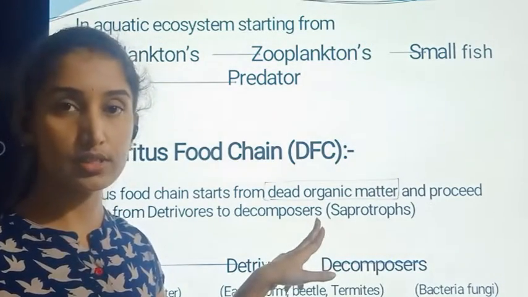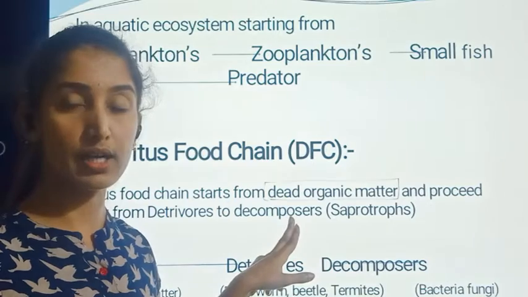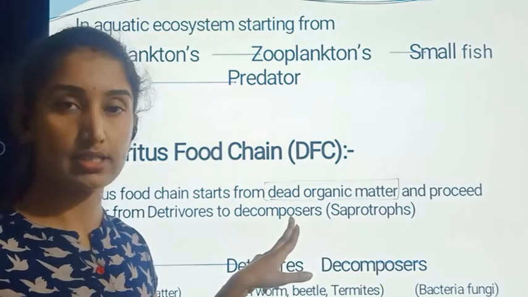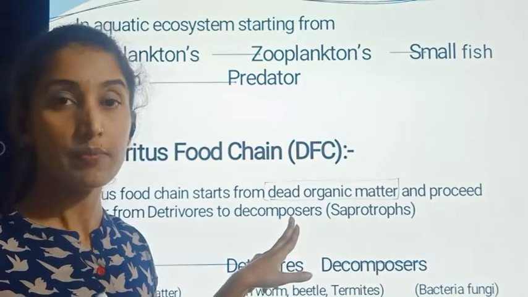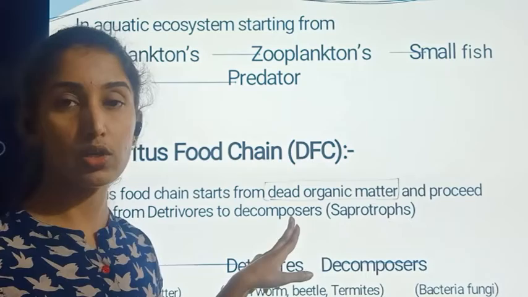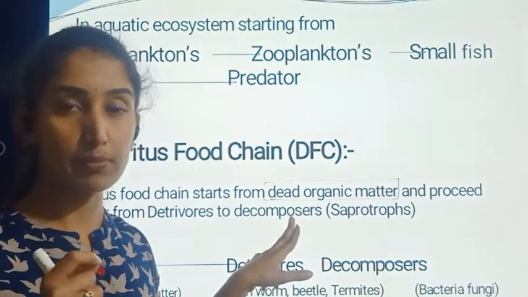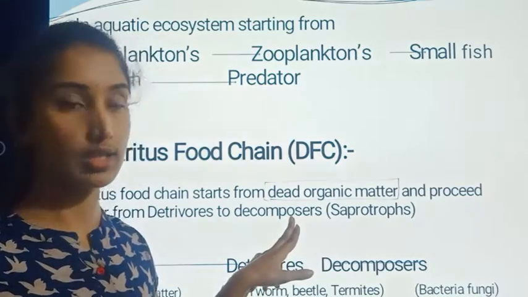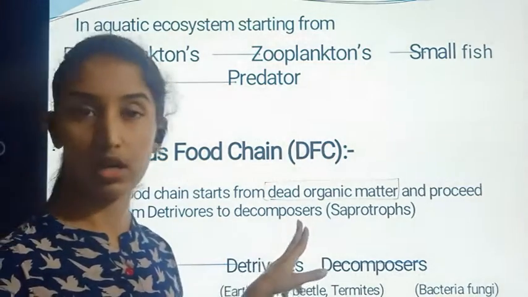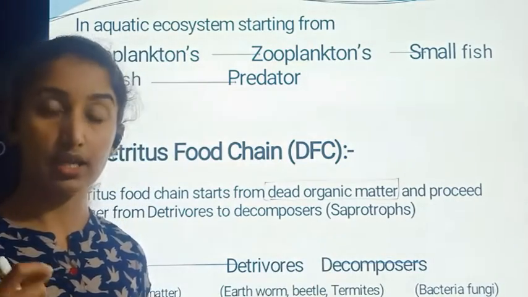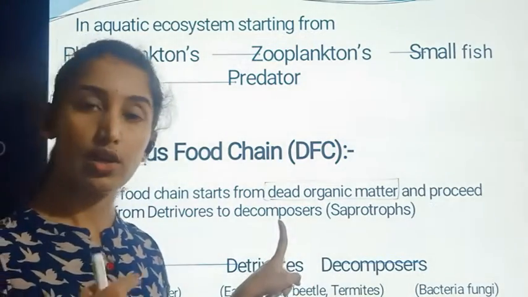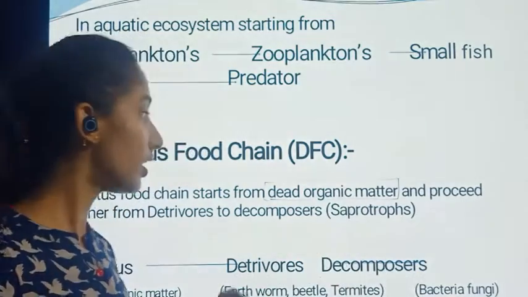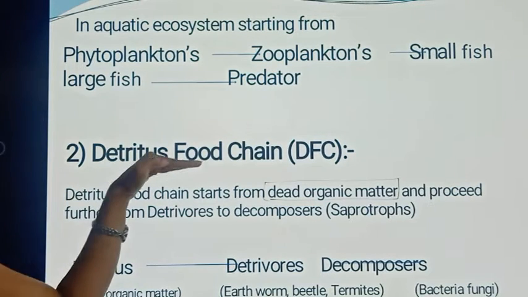What are decomposers? Decomposers are the organisms or microbes like bacteria and many of the fungi which depend on dead organic matter or dead organic substances for their nutrition. Such organisms are called decomposers, and these decomposers are also called by another term, saprotrophs. So this is how the detritus food chain works.